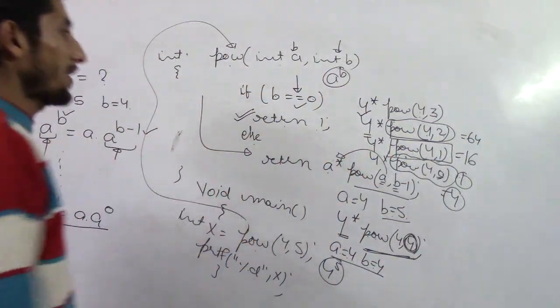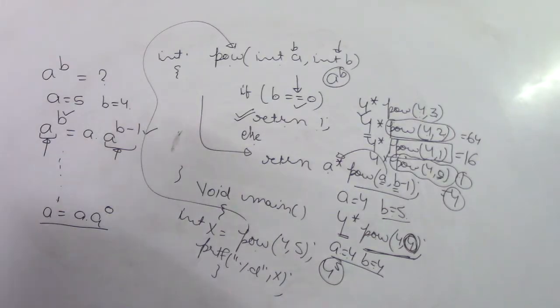In a similar manner, you can calculate A to the power B. Let me explain again. If you don't know A to the power B, first calculate A to the power B minus 1 and multiply by A. It means you are reducing the size of the problem, but the nature is the same. The moment you reduce again and again, the problem size keeps reducing.